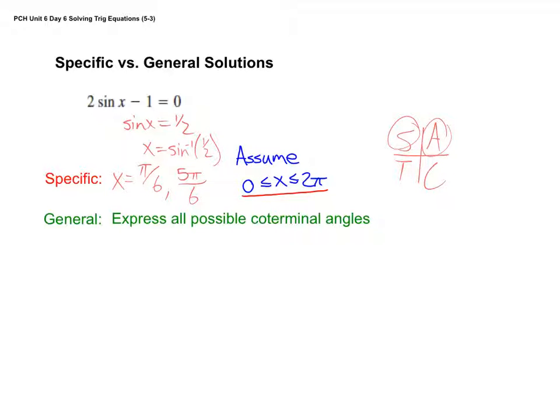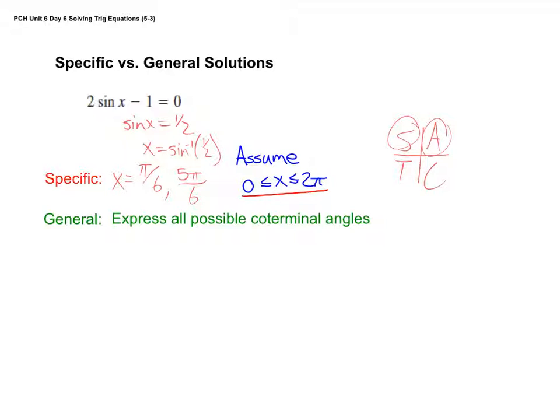We took the 2 pi and subtracted by the reference angle. That's how we found the other one with the same reference angle. But what'd you say? Add or subtract 2 pi. Yeah, just add or subtract 2 pi.